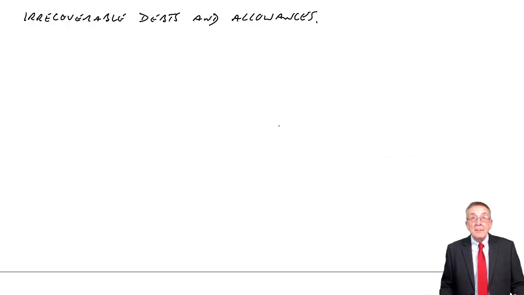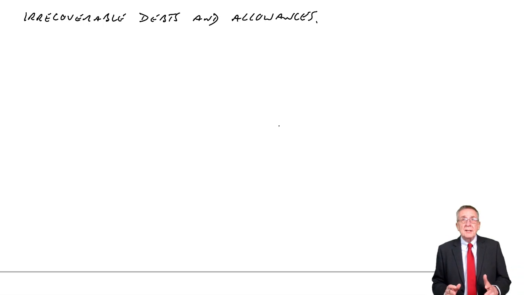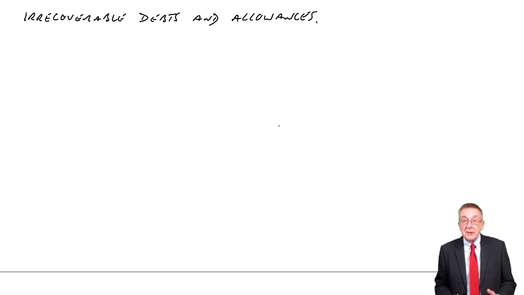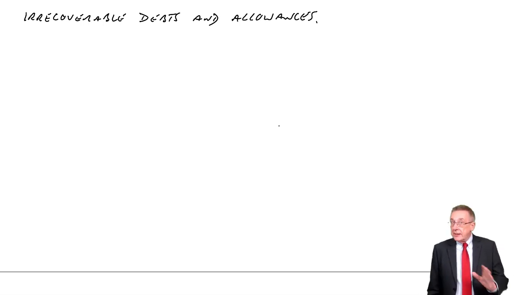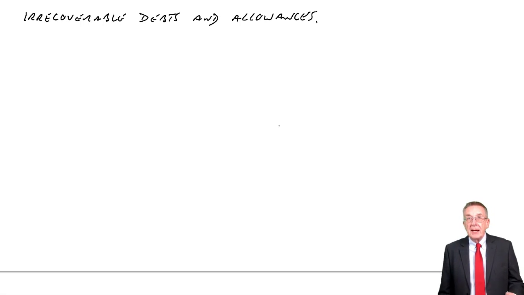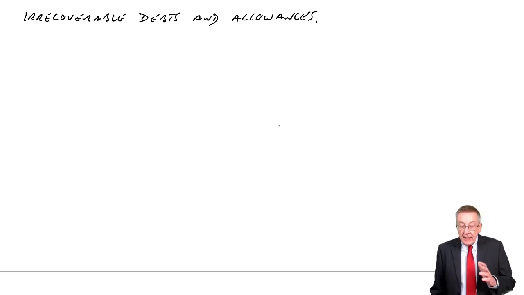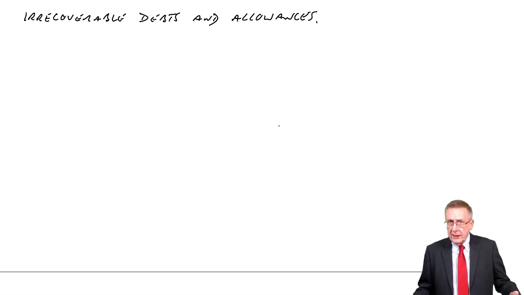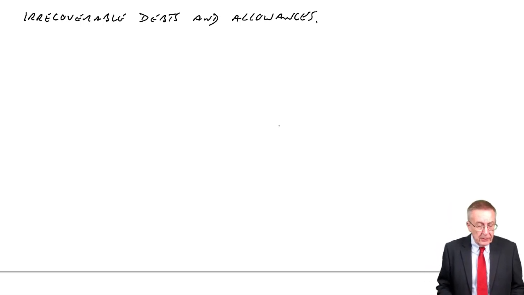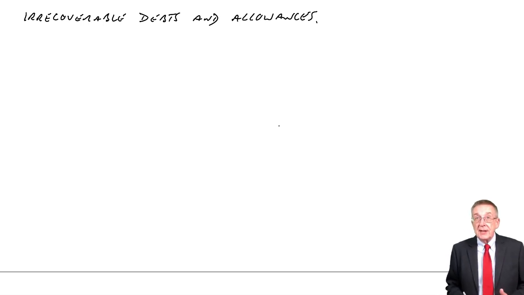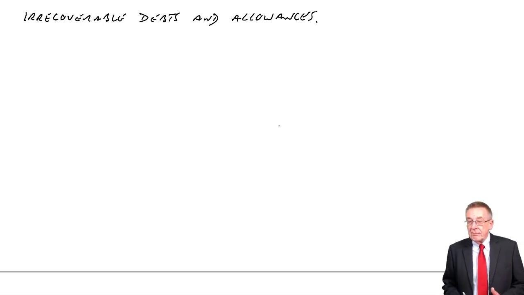All right, now if you remember, we're looking at the various adjustments the accountant has to make when they're preparing the financial statements. And we've already dealt with two of them, accruals and prepayments, and depreciation. In this chapter, and as always, I hope you've got the notes printed out in front of you, we're looking at what we call irrecoverable debts and allowances.